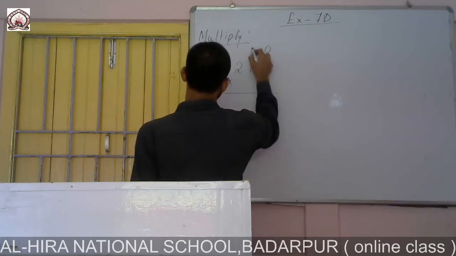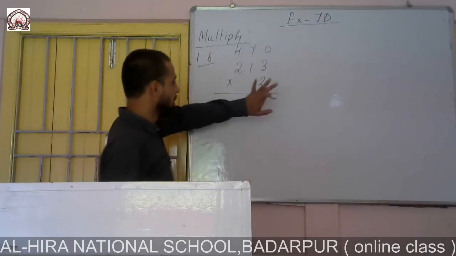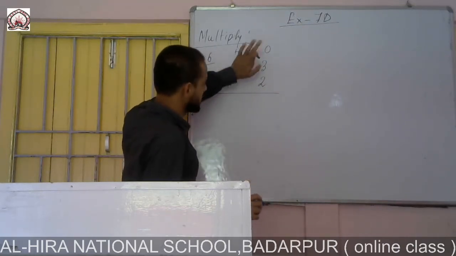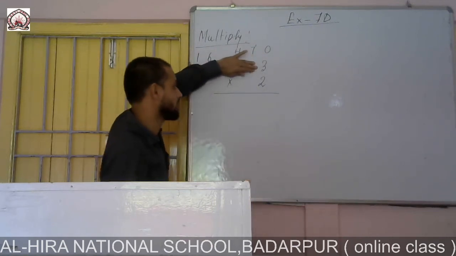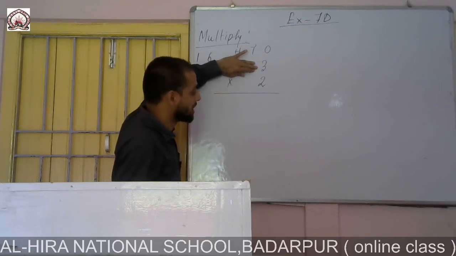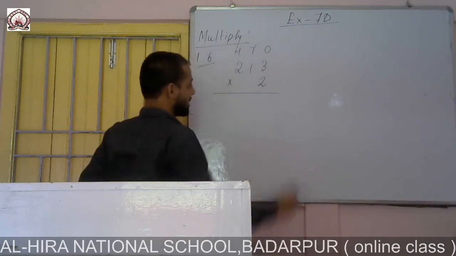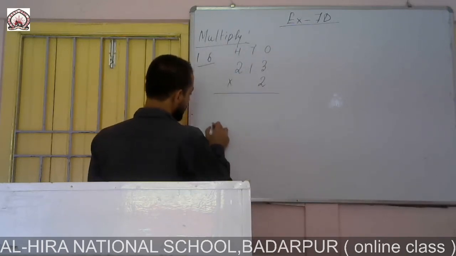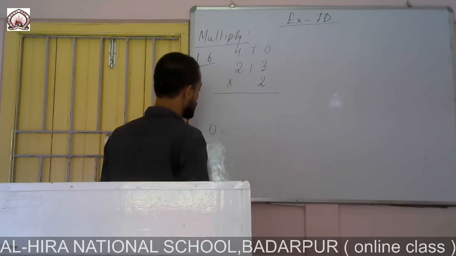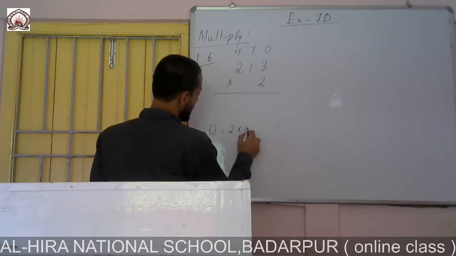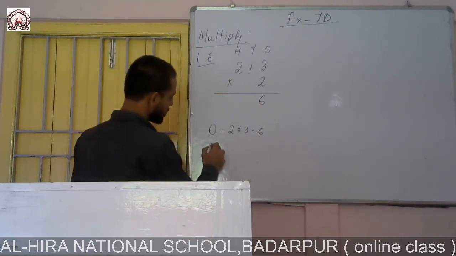So this is ones, this is tens, this is hundreds. At first we have to multiply 2 into the ones place. So forget about the other two digits for now, and look at 2 and 3. In the ones place, 2 into 3 equals 6. So in the ones place we will get 6.